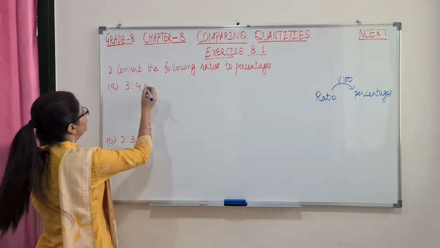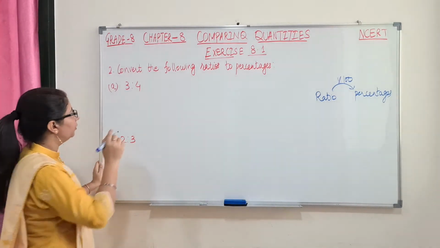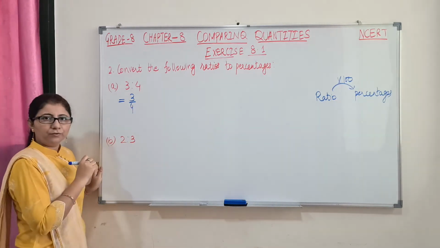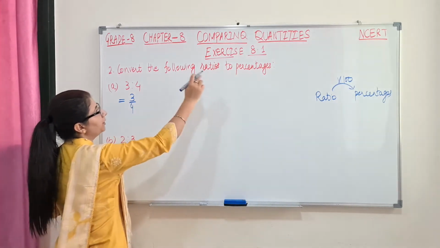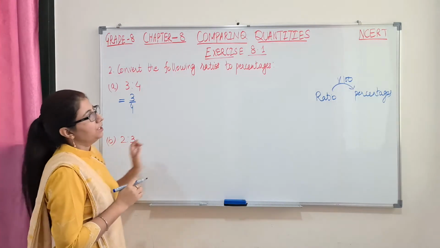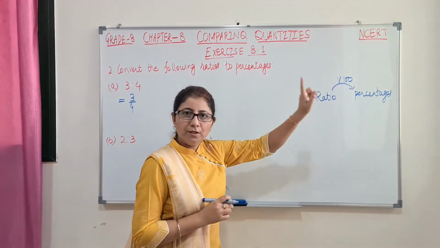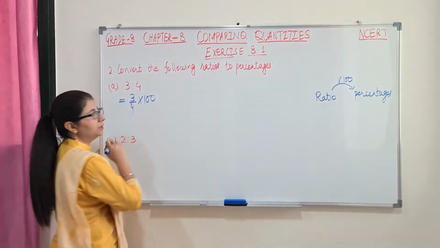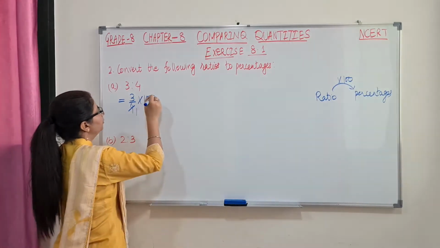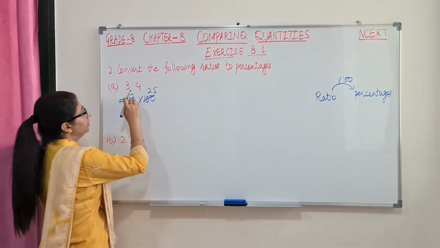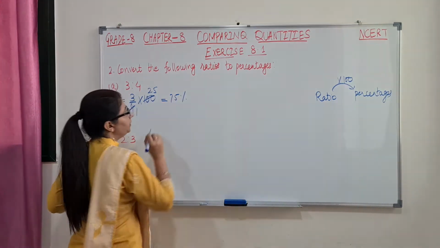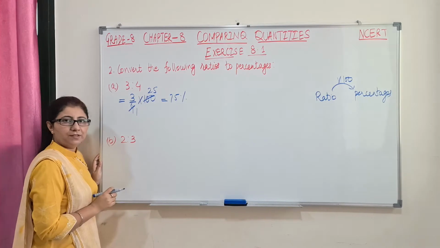So let's see, first is 3:4. So 3:4 can be written as 3/4. So 3/4 is to be converted into percentage. So ratio to percentage means multiply by 100. So I will multiply this with 100. So 4 ones are 4, 25 fours are 100. So 3 into 25 is 75%. See how simple this is.